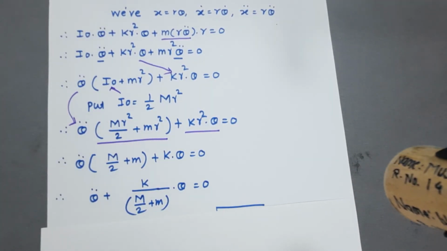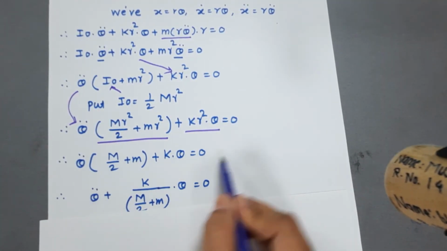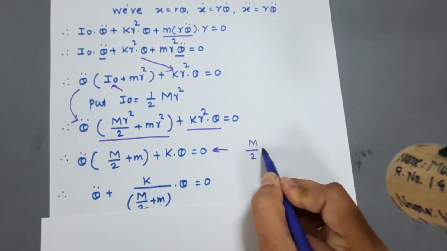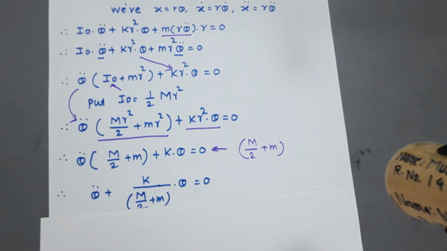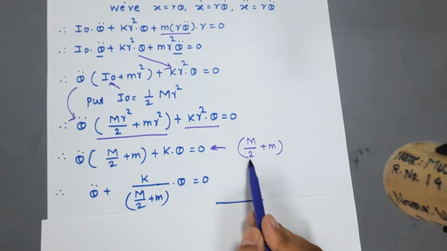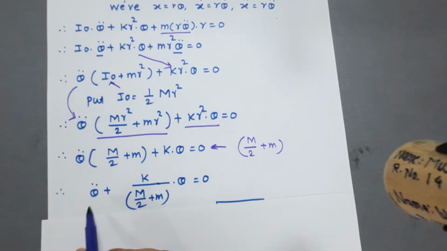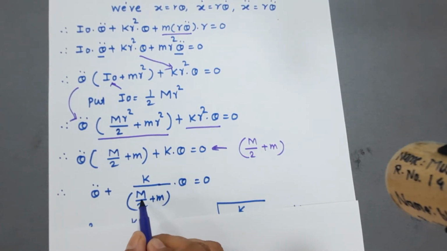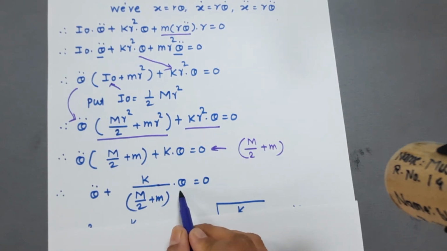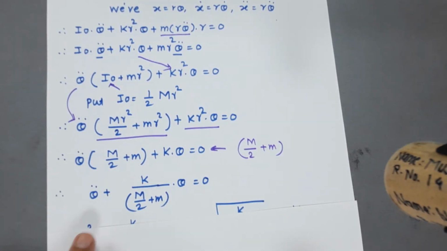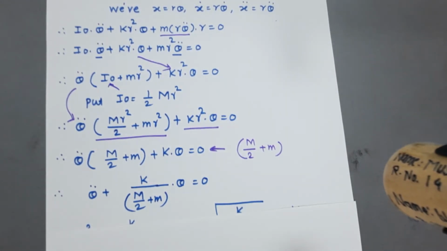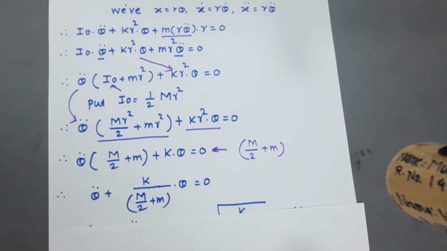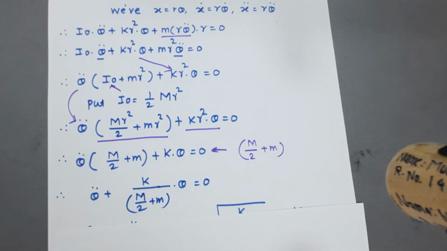Now we divide this equation by the term capital M by 2 plus m. After dividing, we have theta double dot plus k upon (capital M by 2 plus m), bracket complete, into theta is equal to 0. So this is the equation of motion that we have learned. Again, by using a similar method, this is the equation.